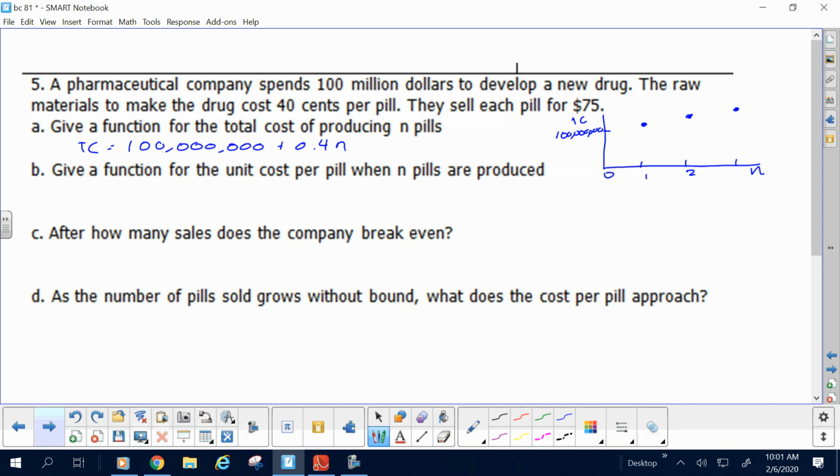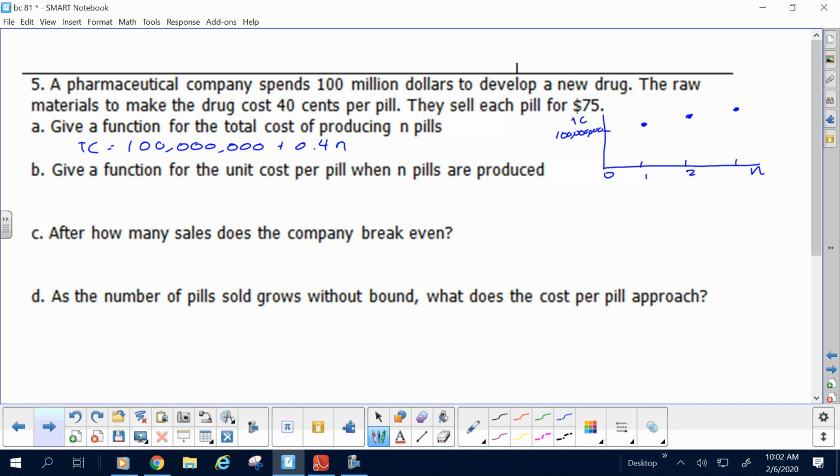Now you notice that the startup cost just gets distributed among 2 pills instead of 1 pill. It's not all laid on that first pill. What if you make 10 pills? What's the total cost per pill? $10 million and 40 cents. What if you make 100 pills? Only $1 million and 40 cents per pill. What if you make 1,000 pills? $100,000 and 40 cents per pill. What if you make 10,000 pills?